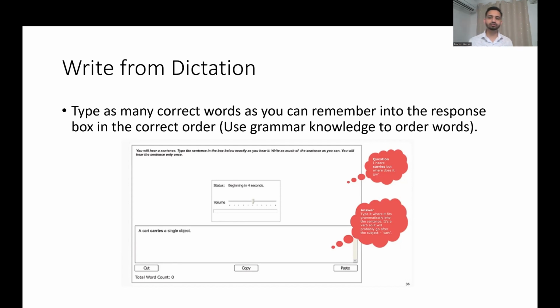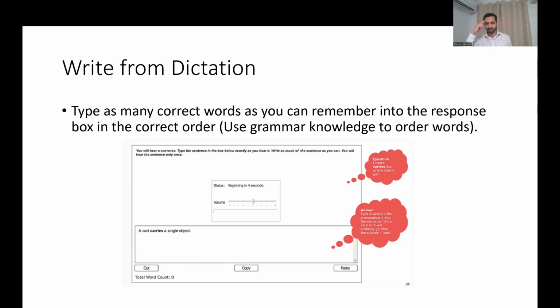So obviously you should be able to tell by your grammar knowledge if the sentence is organized and sequenced correctly, right? So a card carries a single object, right? So you listen, I hear carries, but where does it go?